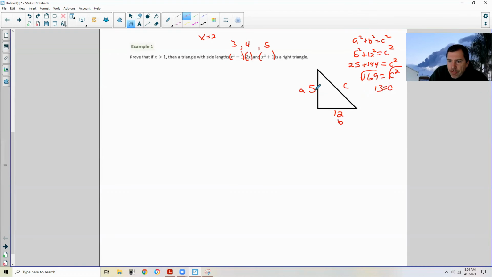So I have side lengths 5, 12, 13. Since they're all integers, 5, 12, 13 is a Pythagorean triple. Okay? So that's a Pythagorean triple.